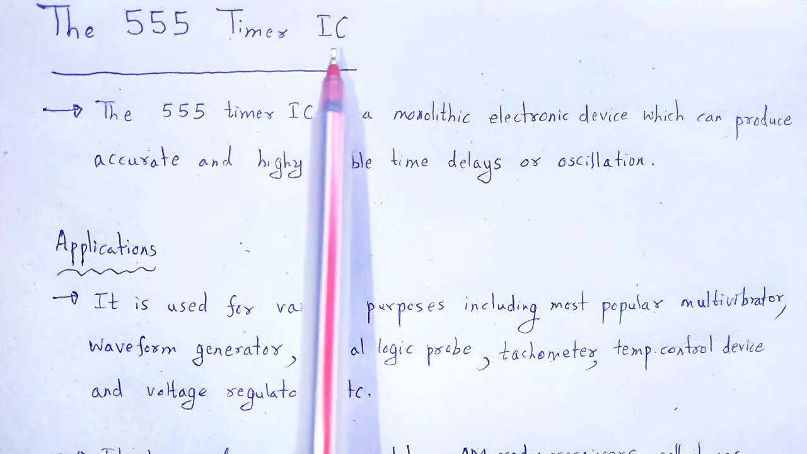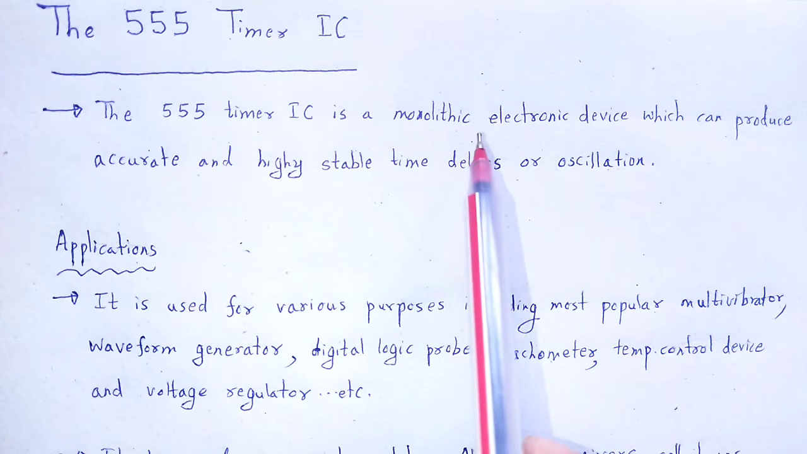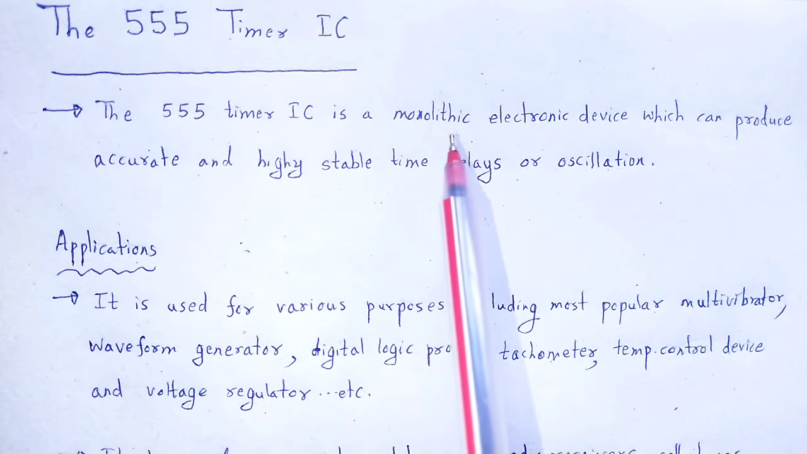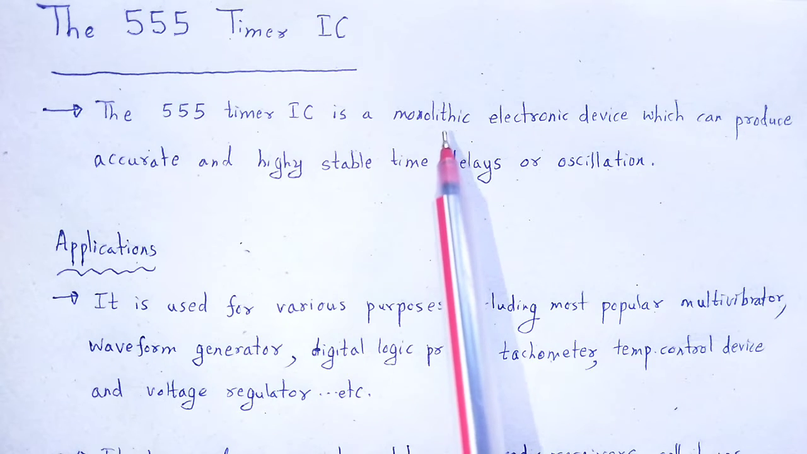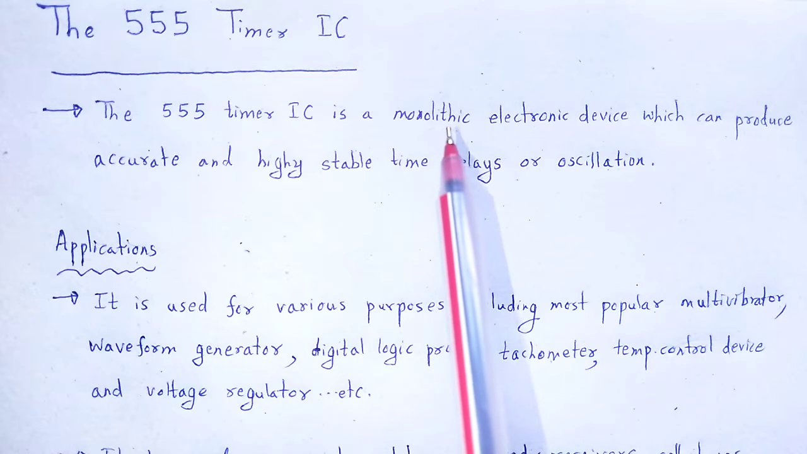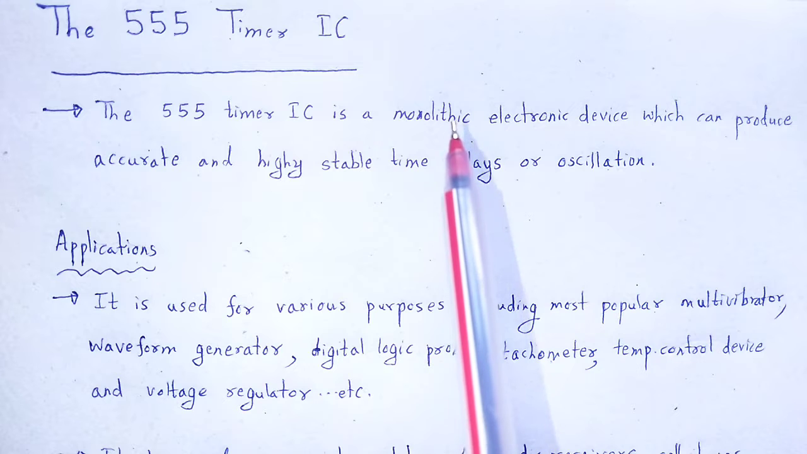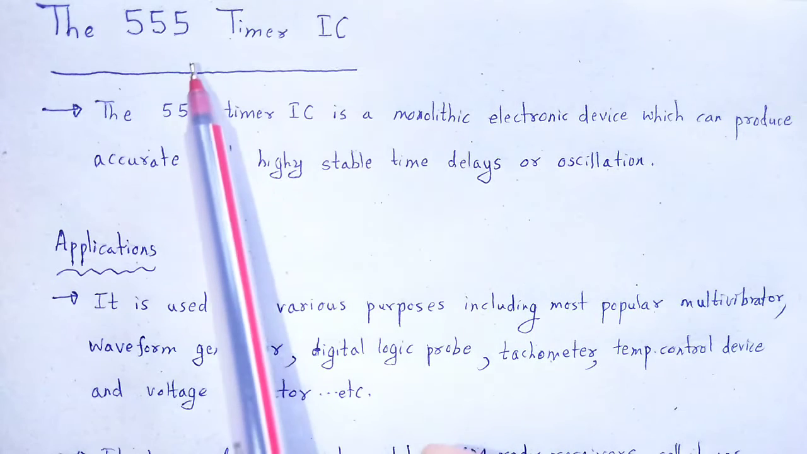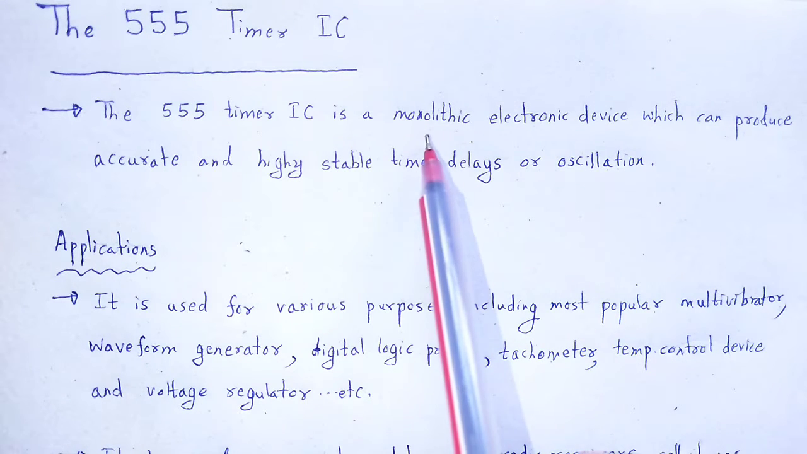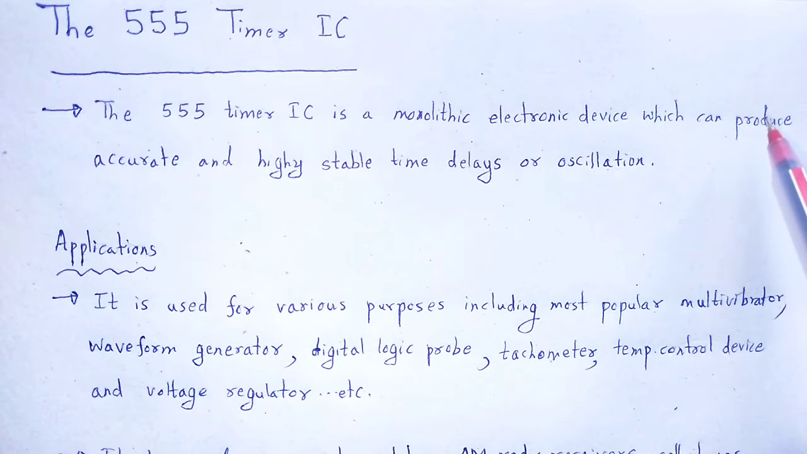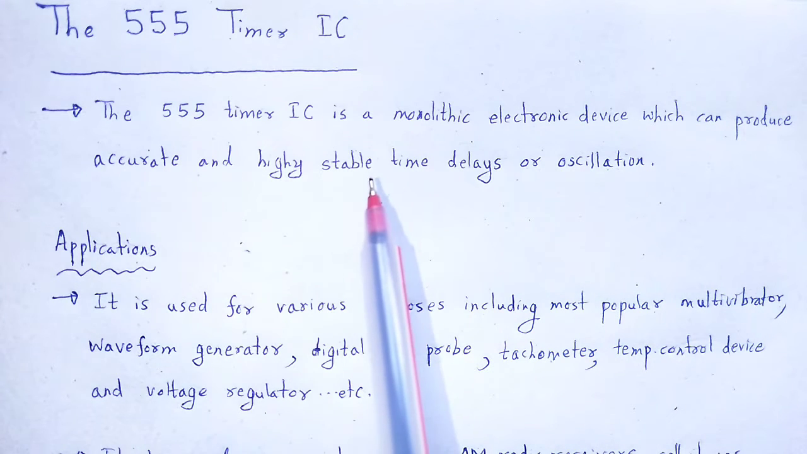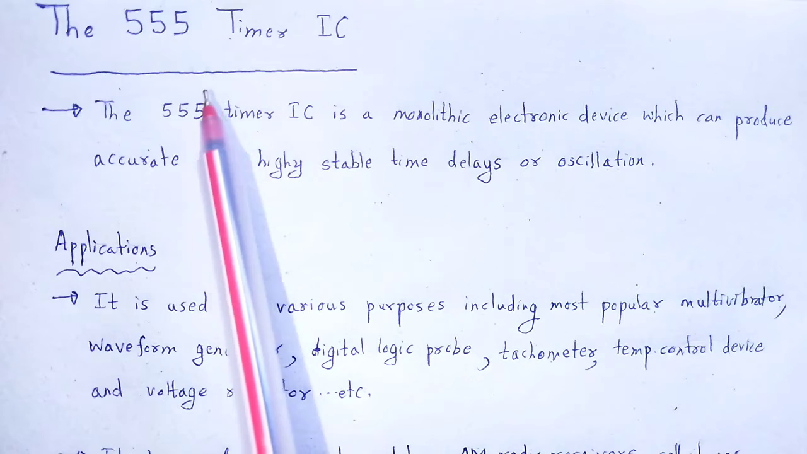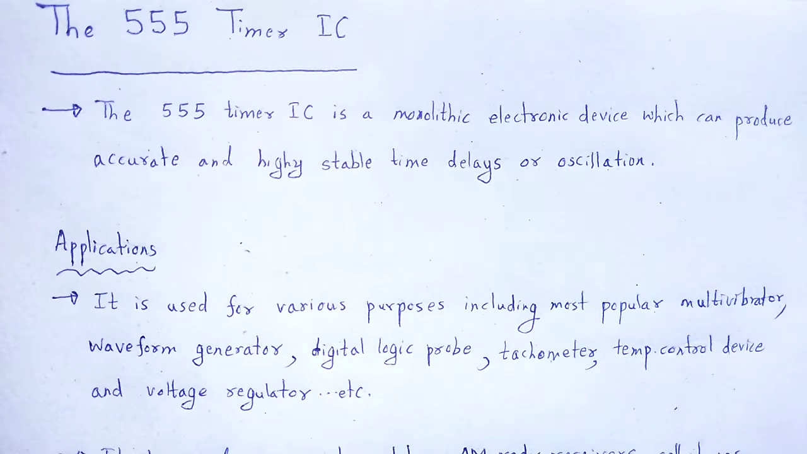The 555 timer IC is a monolithic electronic device. Monolithic IC means all the components and the interconnections are developed from a single unit. That's why the name is monolithic. So the 555 timer IC is a monolithic electronic device which can produce accurate and highly stable time delays or oscillation. For time delay purposes, we use the 555 timer IC.